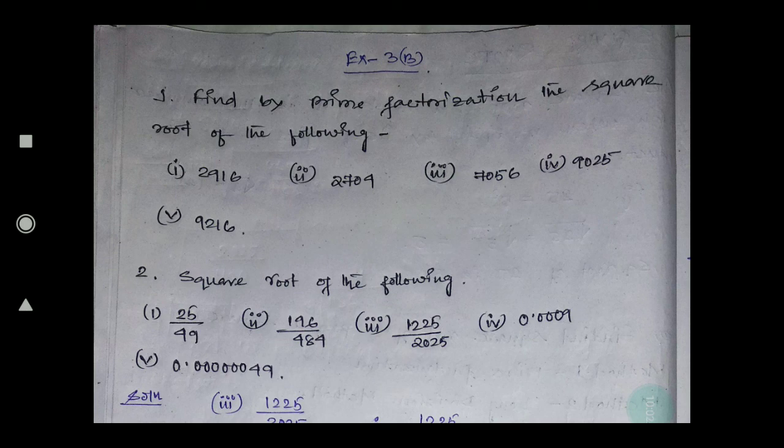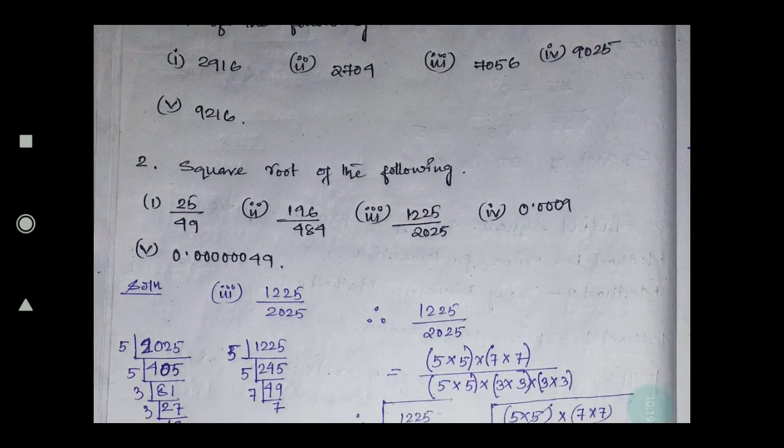First, what you have to do: there is one number I have done in the prime factorization method. In number 1 I have done it, so numbers 2, 3, 4, 5, all these you have to do by yourself. First you have to find the factors, then you have to take the pairs, and from each pair one number will come. Okay, now number 2, square root of the following.